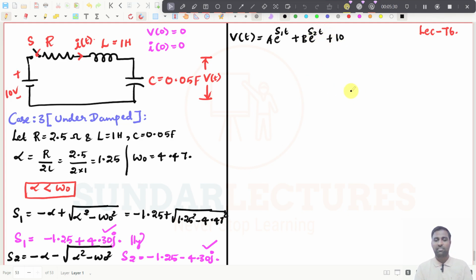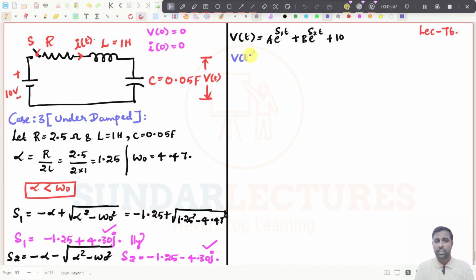Please refer to my previous lecture on how to get the solution for a differential equation. You will get a second order differential equation, and when you simplify it, you will get an expression like this. Now you need to find s1 and s2, right? We try to write down the expression.